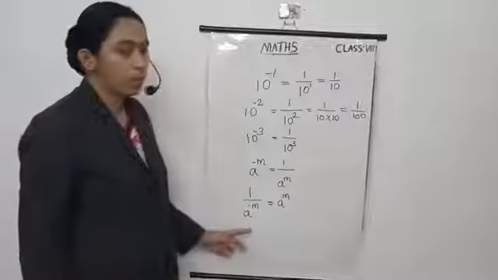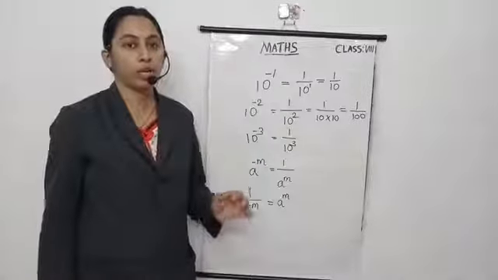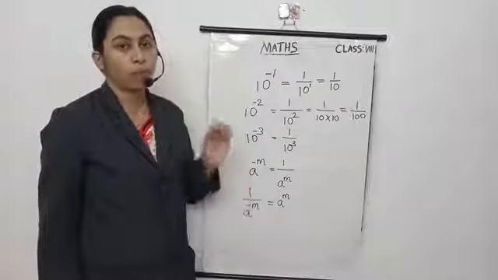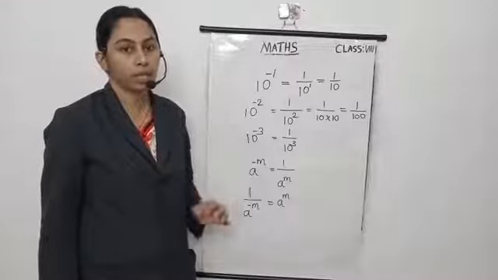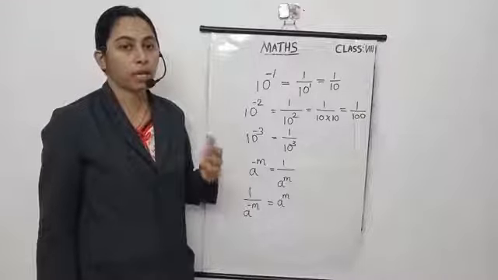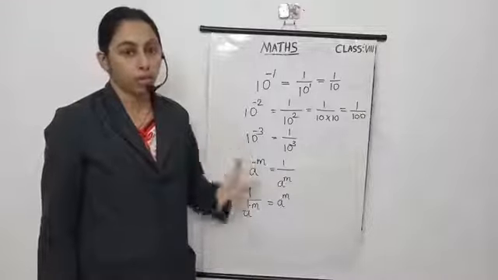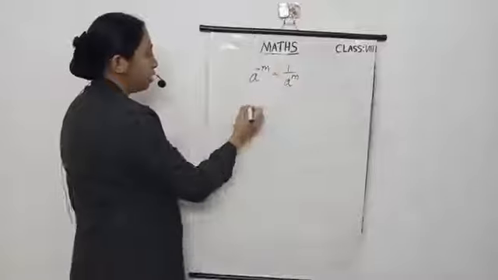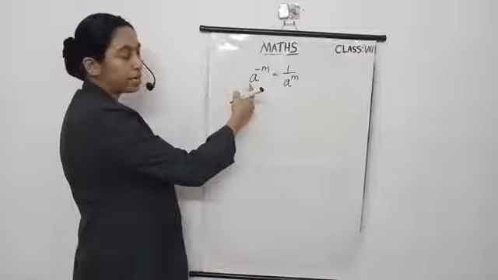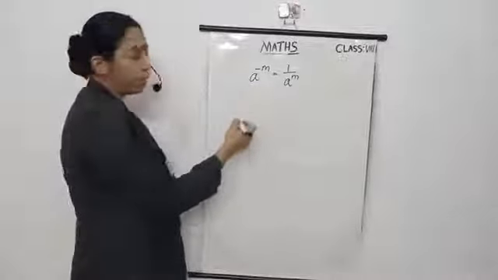So in this chapter we have some exponent laws and formulas. You must learn these exponent laws and formulas by heart, then only you can simplify questions. Okay. I already told you a raised to minus m equals 1 by a raised to m.